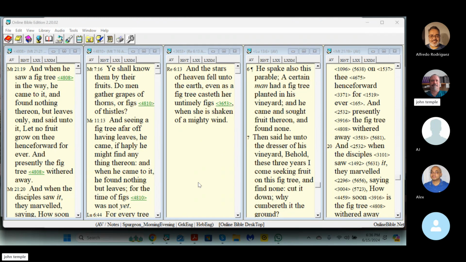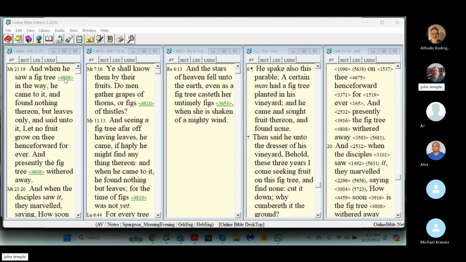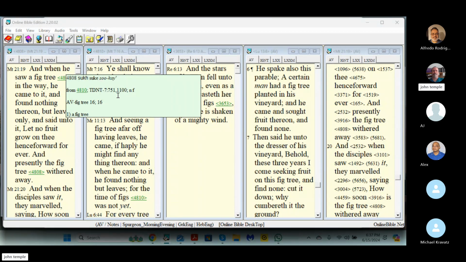And we're doing figs, man. Figs, fig tree, and I'll just give you some definitions to start off here with the New Testament. This is 4808, suke. That just means fig tree, and there's like 16 verses for that. You can find this in the Theological Dictionary of the New Testament, volume 7, starting on page 751. We're probably going to read some from that.